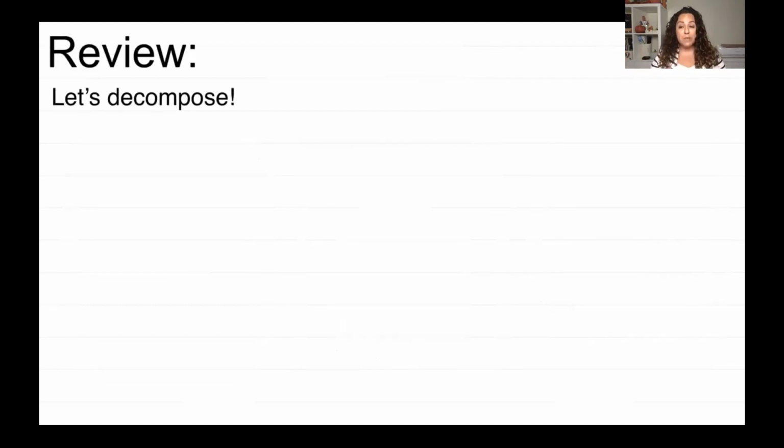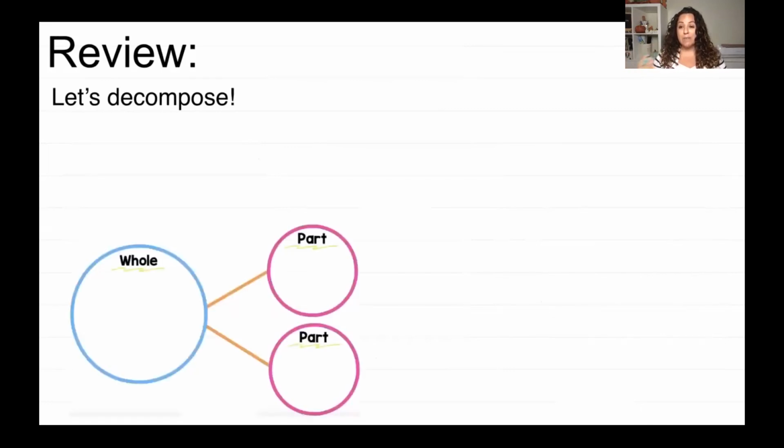So for review, let me go ahead and remind you what decomposing is. When you decompose, you have a whole and two parts. So my whole is 23. And if I'm going to take it apart, there's lots of ways to decompose this. But for today, we're going to focus on tens and ones because it's one of the easiest ways to decompose a number. And when we use tens, those are friendly numbers to use when we're decomposing and when we're adding and subtracting. So let's go ahead and look at 23. And that's 2 tens and 3 ones. So that means I have 20 and 3.